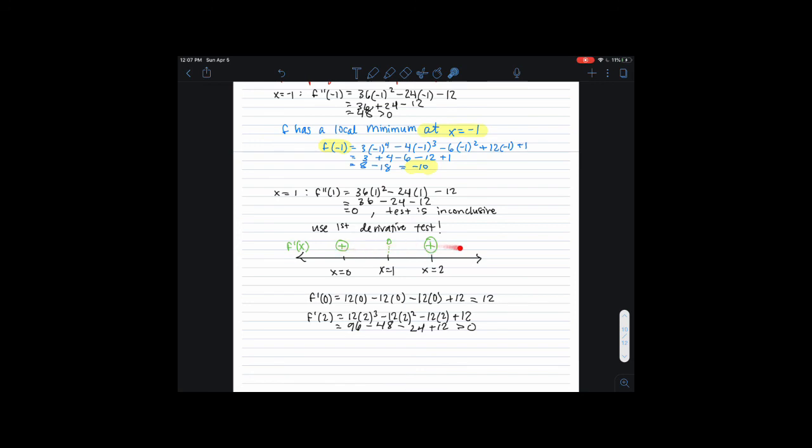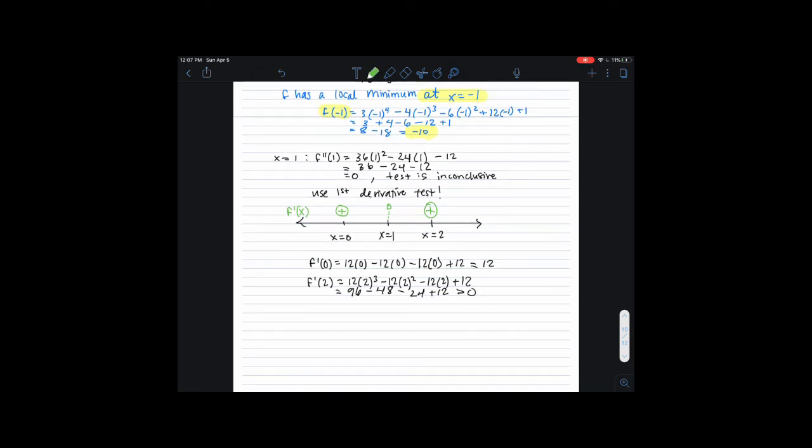So we aren't seeing a change in derivative, which just means that x equals 1 is not a maximum or a minimum. Okay, so f has no other local extrema.